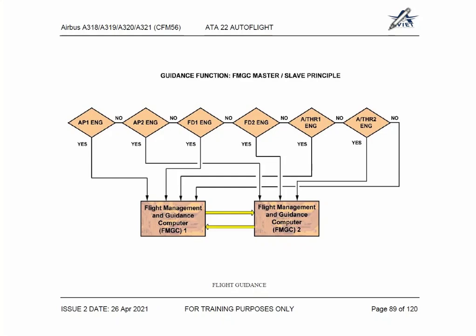If the pilot is flying, he will press autopilot 1. If the first officer is flying, he will press autopilot 2. So both the FMGCs are used in that fashion. They can switch over many times in the flight. It doesn't make any difference.